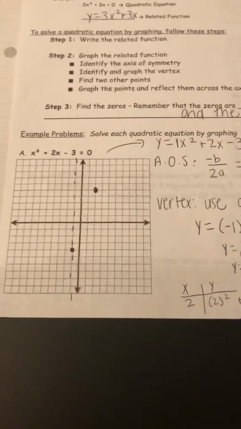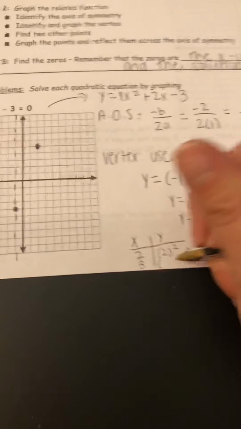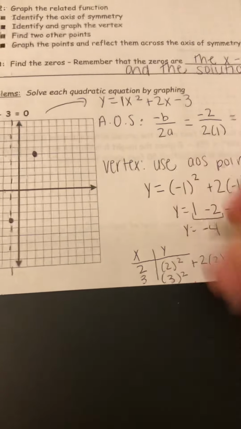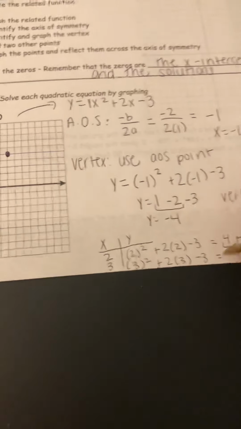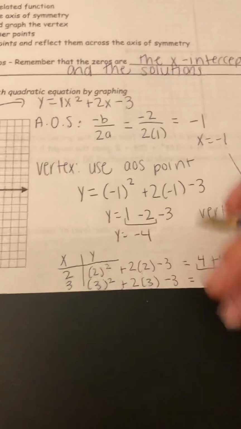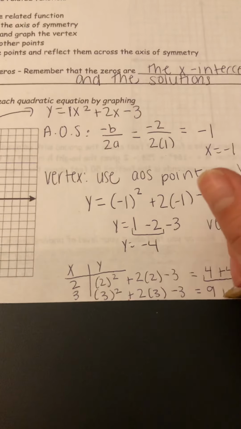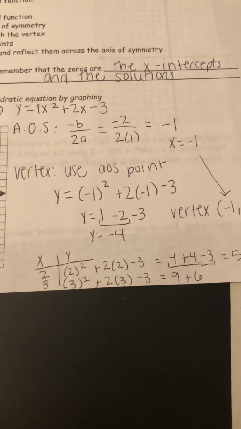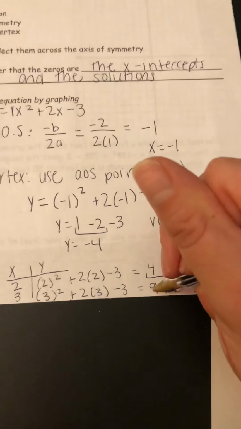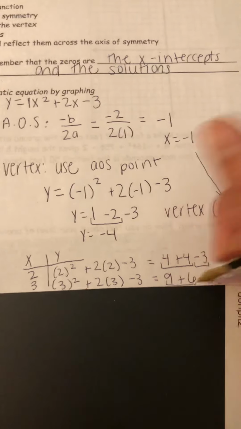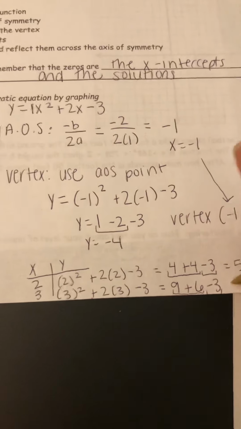And then I need one more point. So I'm just going to pick 3. So plug the 3 into that equation. Three squared is 9. 2 times 3 is 6. And then subtract 3. 9 plus 6 is 15. And 15 minus 3 is 12.